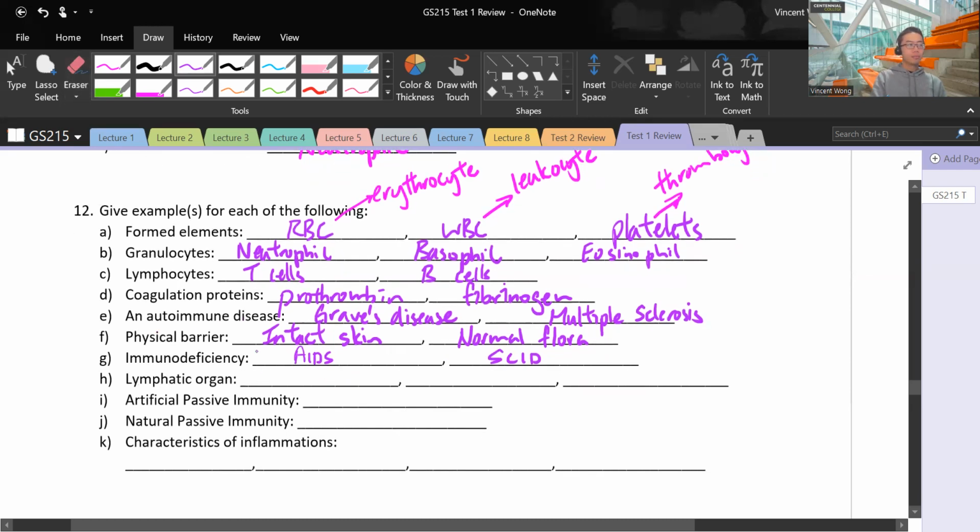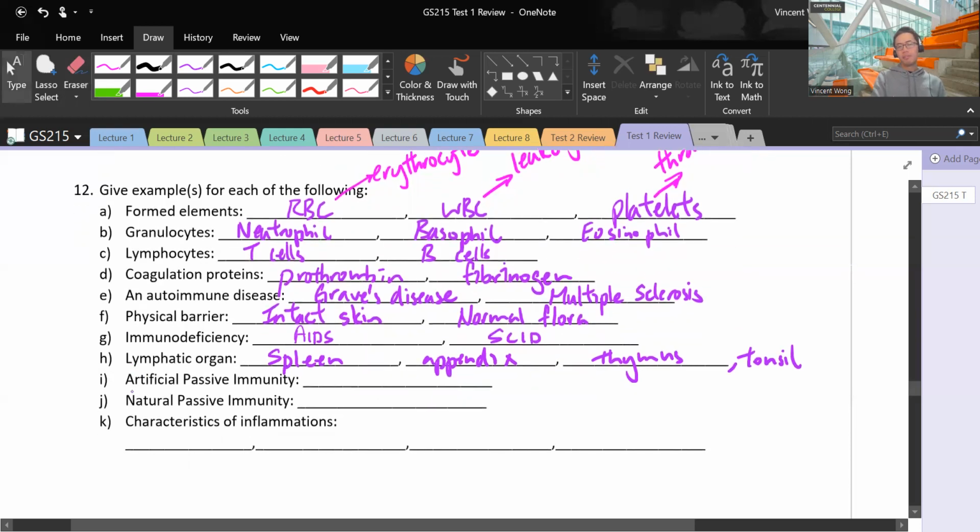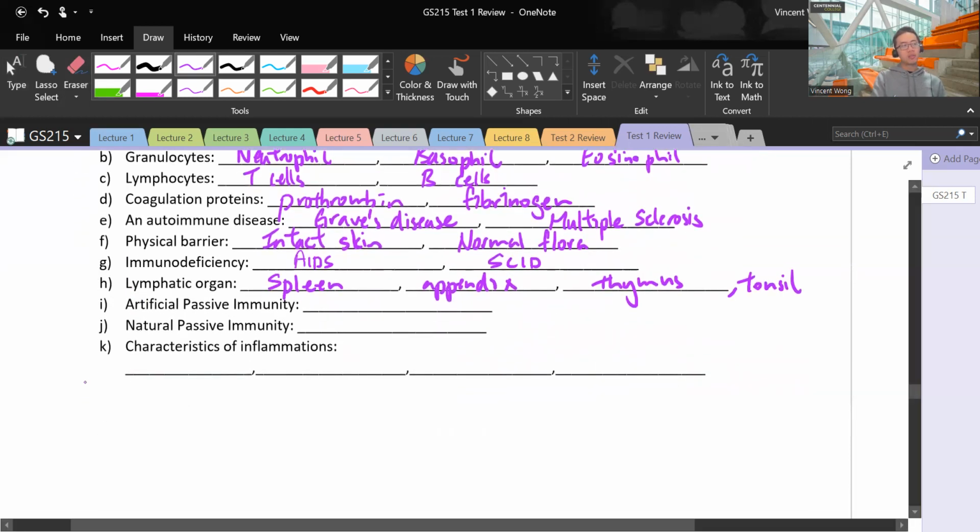Lymphatic organs. Again, we have a bunch from the diagram. Spleen, appendix, thymus. Right? Tonsils, lymph nodes, all these things will work. Although lymph node, it's not really an organ, it's more like a structure, right?